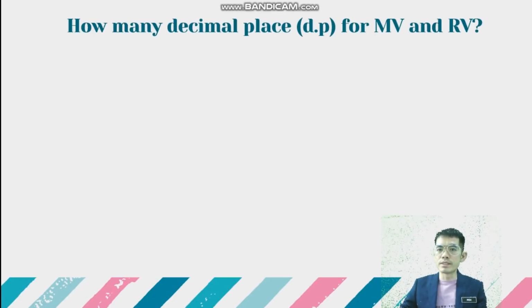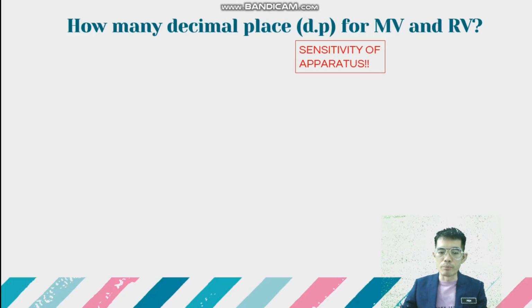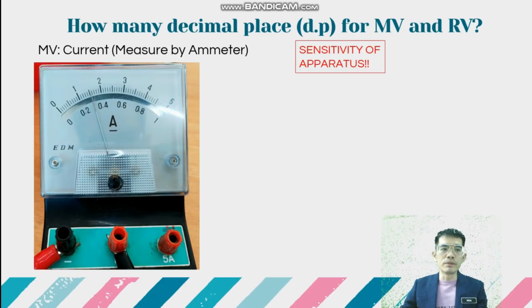How many decimal places should be taken for your manipulated variable and responding variable? This is a quite common question asked by most students. It is actually related to the sensitivity of the apparatus. For the experiment, our manipulated variable will be current, measured by the ammeter. So look at the ammeter.